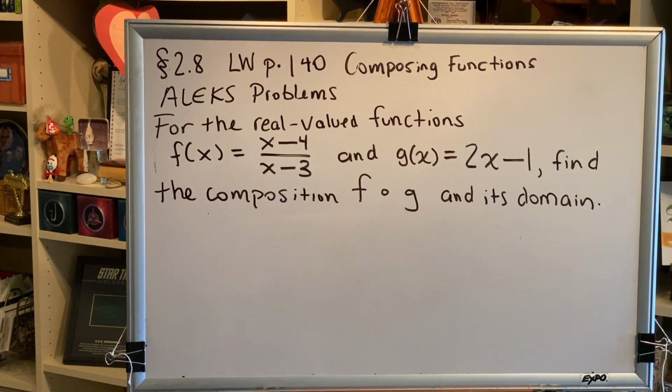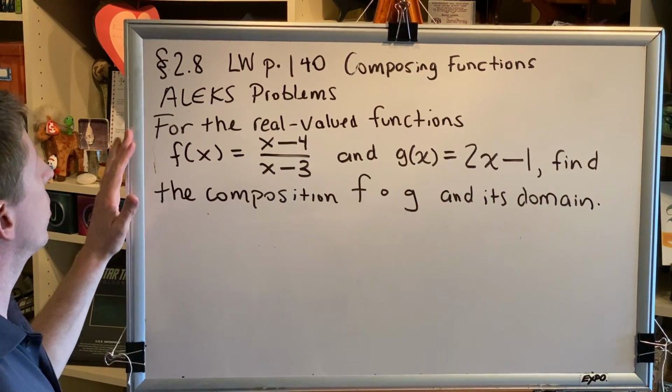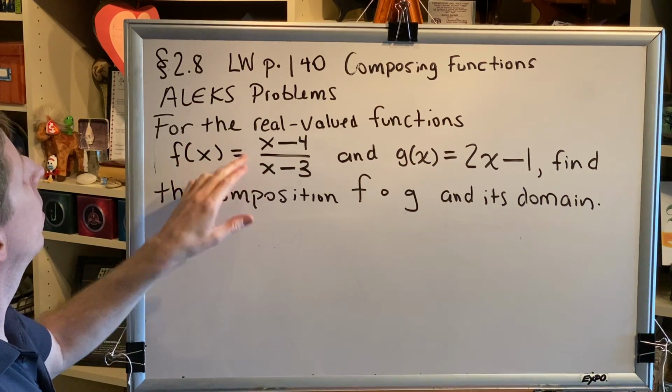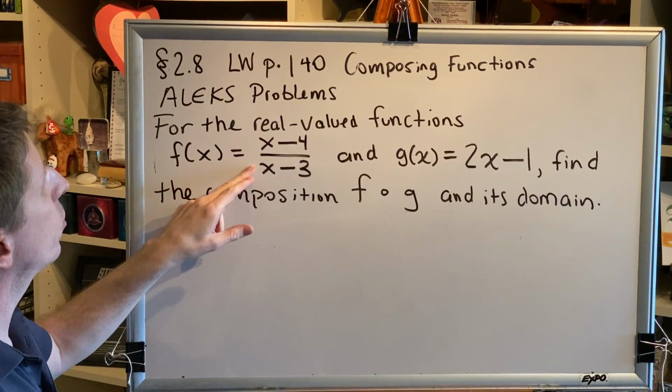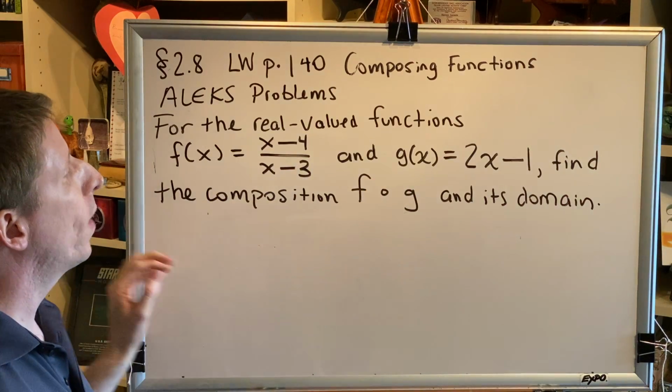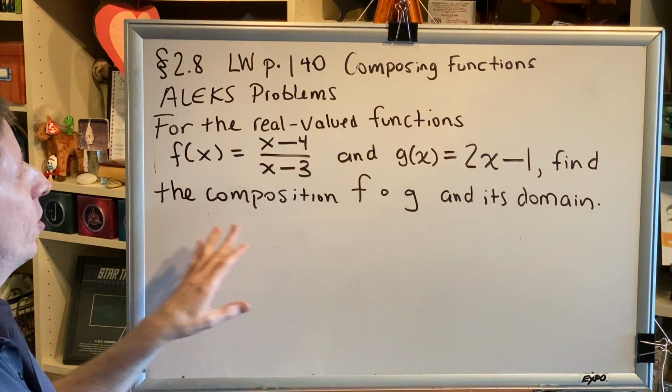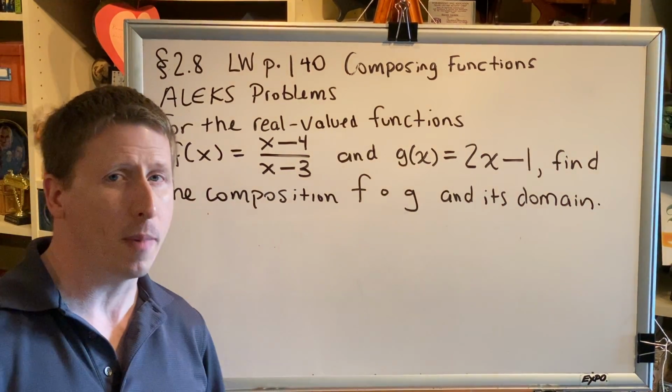Please open in your learning workbook to page 140. Let's solve some ALEX problems involving composing functions and specifically finding domain. For the real valued functions, f of x equals x minus 4 over x minus 3 and g of x equals 2x minus 1, find the composition f composed with g and its domain.